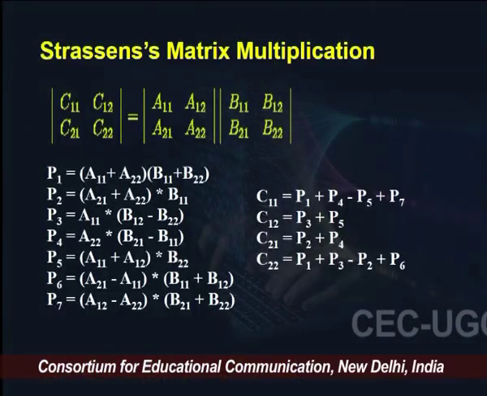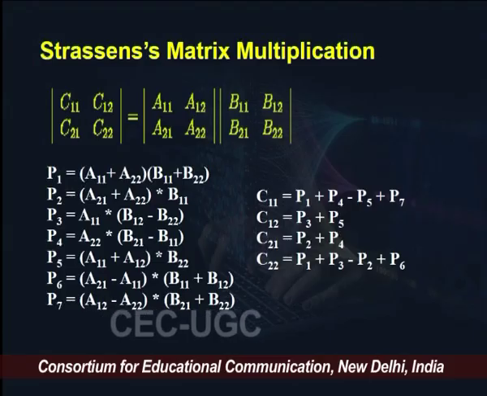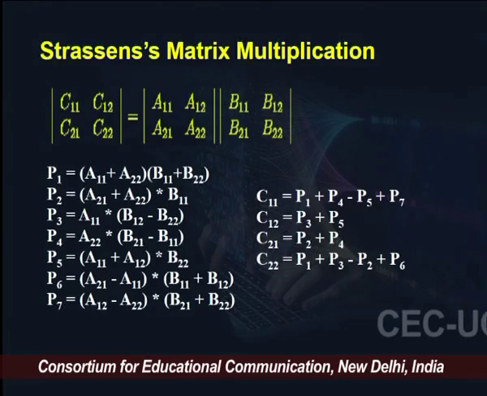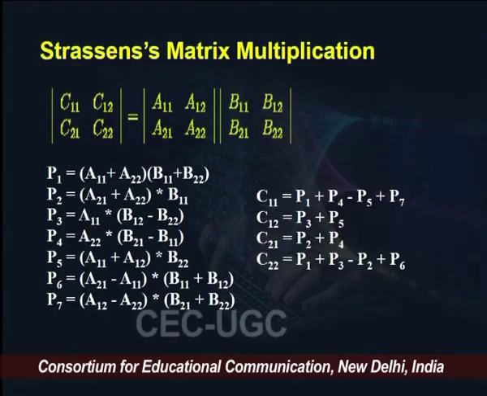Now, what is the strategy of Strassen, or what is the formula of Strassen? Here, if you can see on the screen, in order to multiply two matrices A and B, which give a resultant matrix C, we need 7 matrix multiplications and 18 subtractions and additions, if you count all these equations. That is the precise number.